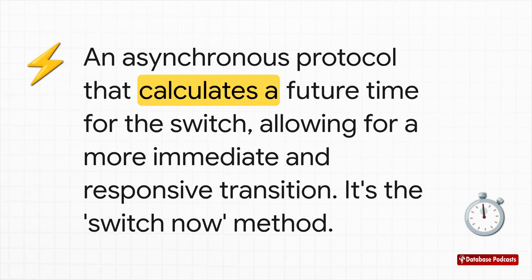And then we have the complete opposite, the single offset protocol. This one is all about speed. It's the switch at the next possible opportunity method. Instead of waiting for everything to finish, the system does a quick calculation to find the perfect moment in the very near future to make the change, and it just does it. Here, the goal is to be as responsive as possible.